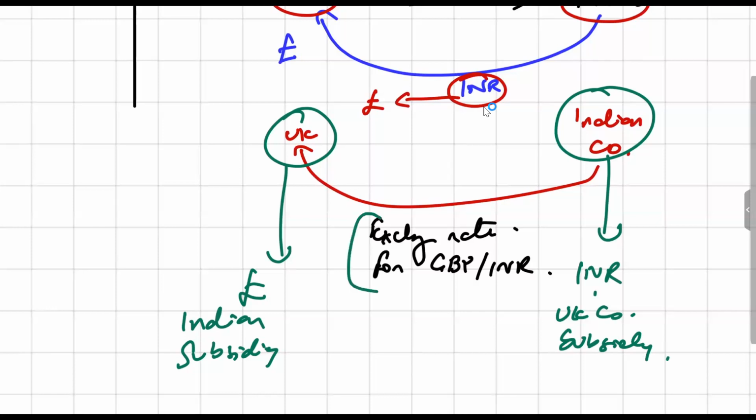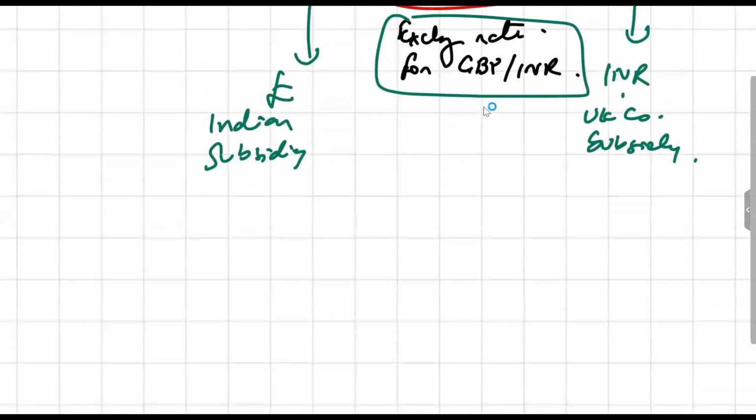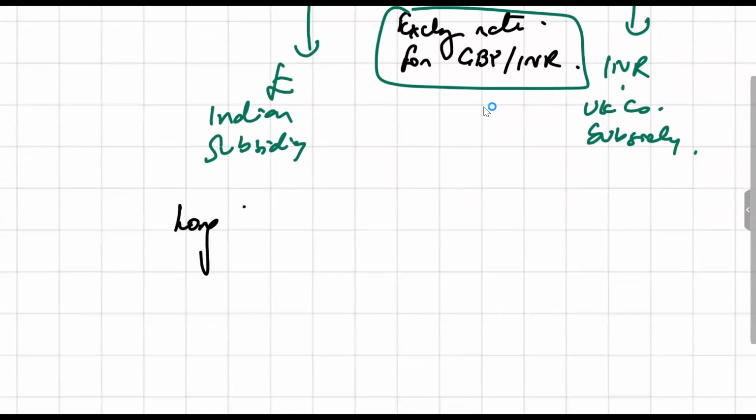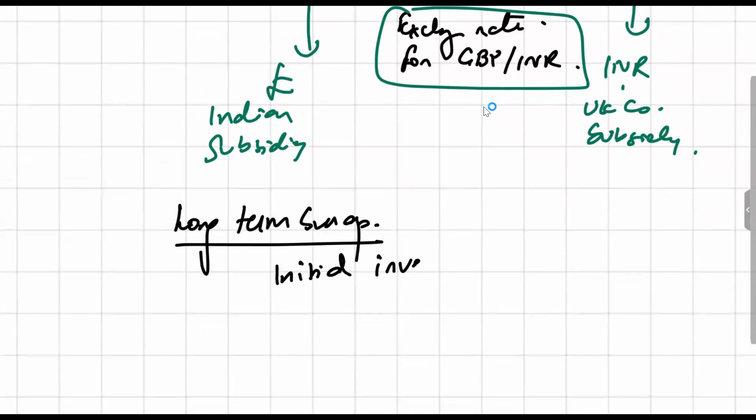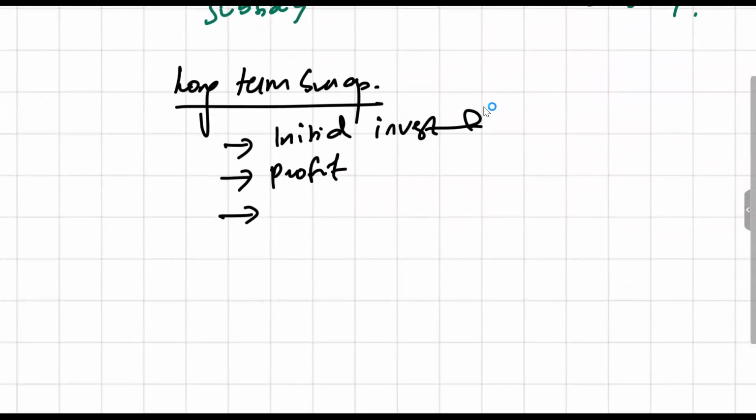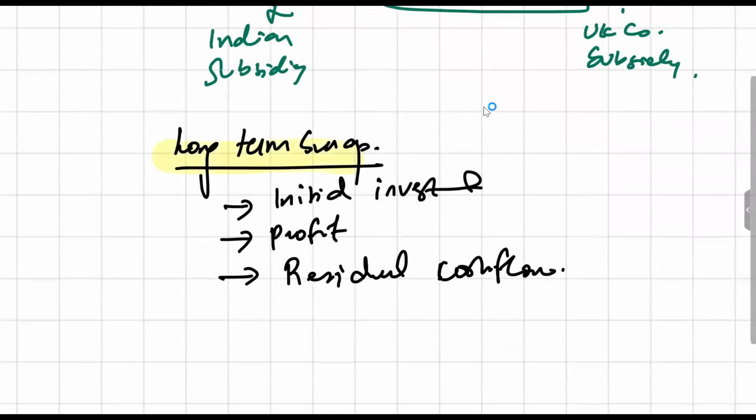One stream of cash flows is exchanged for another. The exchange rate is usually fixed. A lot of companies enter into a long-term swap, and that long-term swap is usually for the initial investment, for the profit, for the residual cash flow, etc. So they would enter into a long-term swap on that basis.